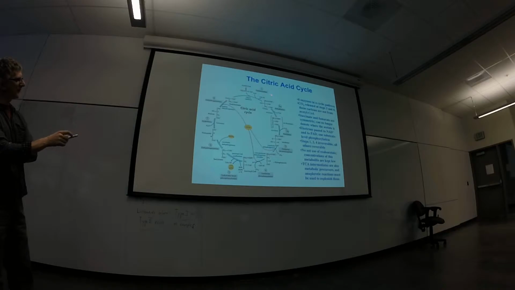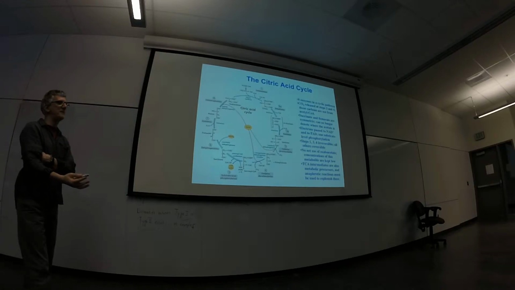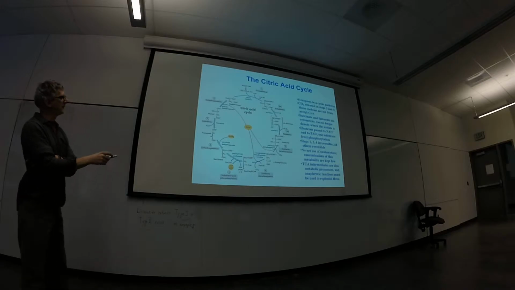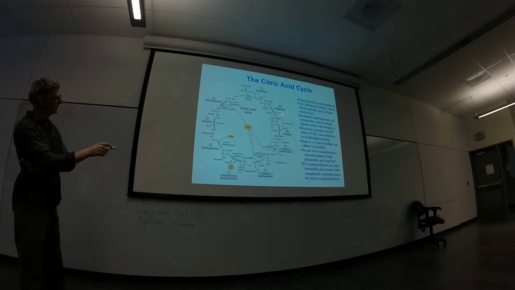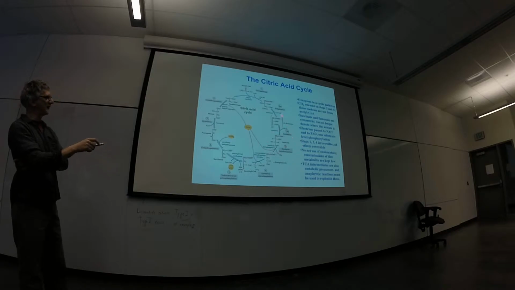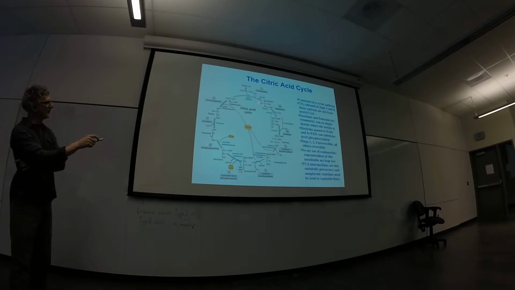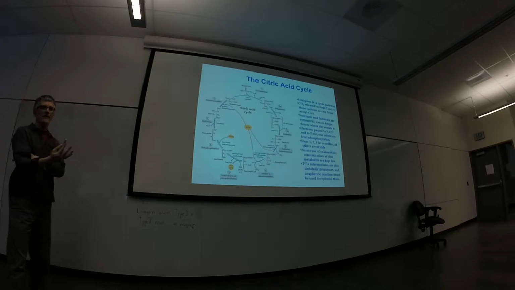The first reaction is a condensation between acetyl-CoA and oxaloacetate to form citrate, which is what the cycle is named after. This is now 6 carbons. It's rearranged in this reaction to form still 6 carbons, citrate to isocitrate. It's just a rearrangement. Here's the OH up here, and here's the OH down here.